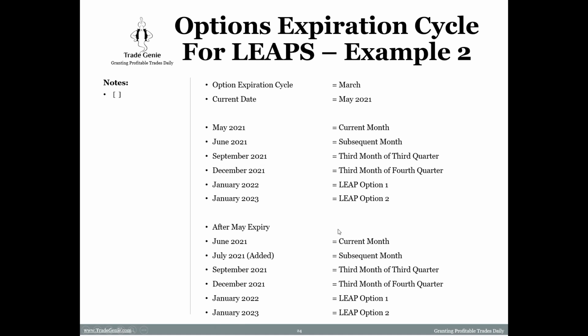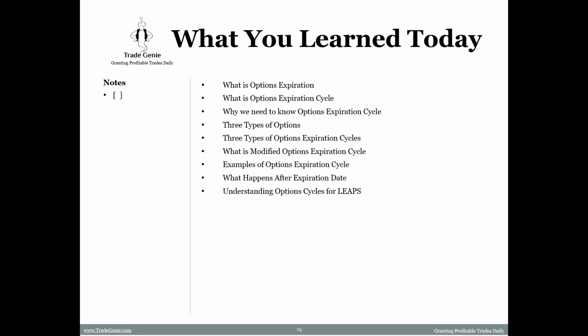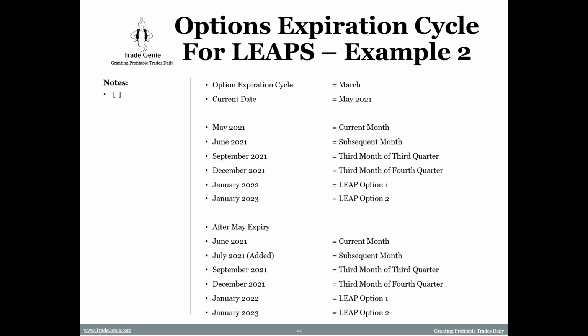So you see, for this stock, the LEAP month is not added. There's 1 month added in between, which is July 2021 after the May expiry. So our formula is current month, subsequent month, 2 extra months, and 2 LEAP options, January. So this is the example of the March expiration cycle for LEAPS. So yeah, that's it. I made it very short.